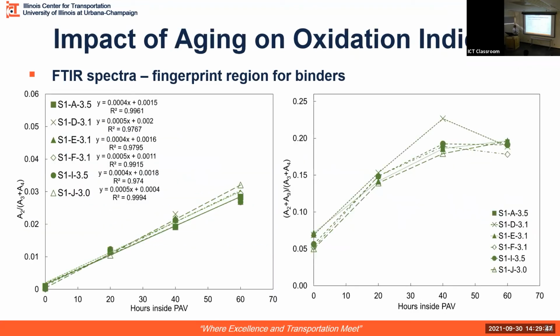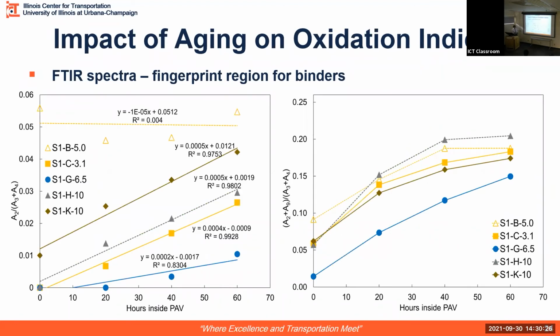The impact of aging on these oxidation indices from FTIR for the vegetable oils was pretty consistent. Both the indices, the carbonyl-based and the sulfoxide index, were close to each other. However, there was an increase and then a plateau or a decrease for the sulfoxide. It may be attributed to the amount of sulfur present in the binders being generally low. So once it's exhausted, you don't see much change in sulfoxide. But with the carbonyls, you do see more changes because there's more quantity.